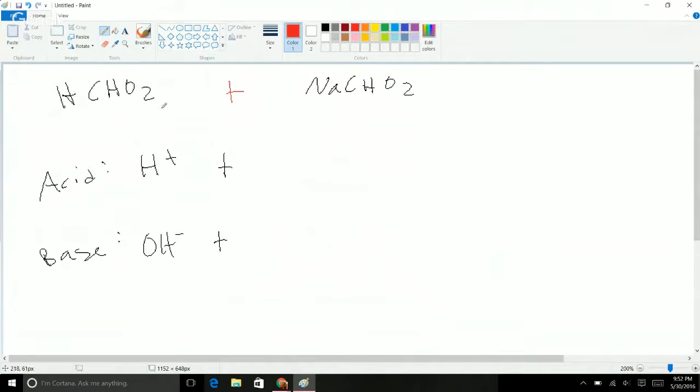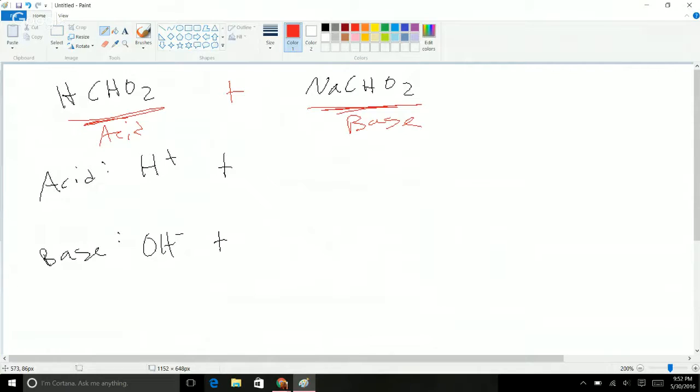If you look at our buffer, it's this compound on the left plus this compound on the right. Those two together make the buffer. The next question I'm going to ask you can only be answered acid or base. This one on the left, is it an acid or base? You'd have to say acid. This one on the right, is it an acid or base? You'd have to say base because it doesn't have an H out front.